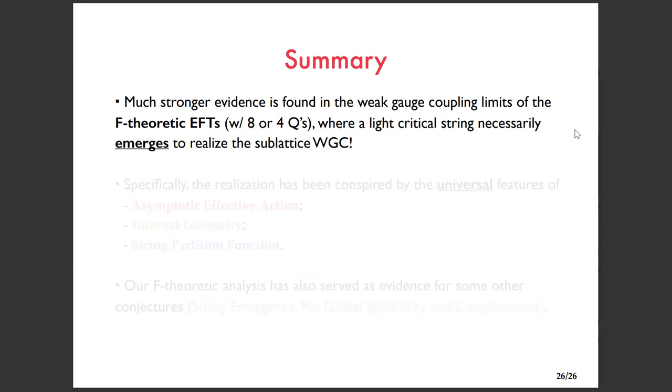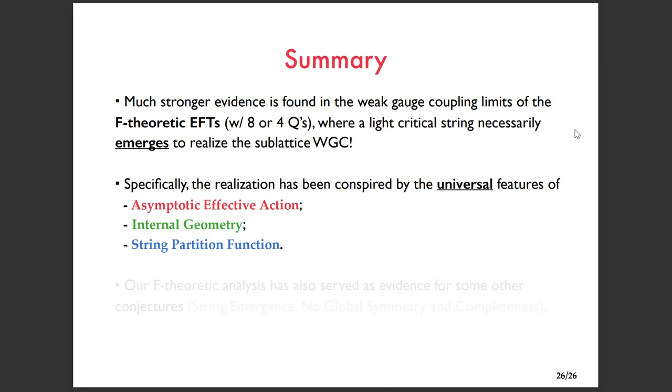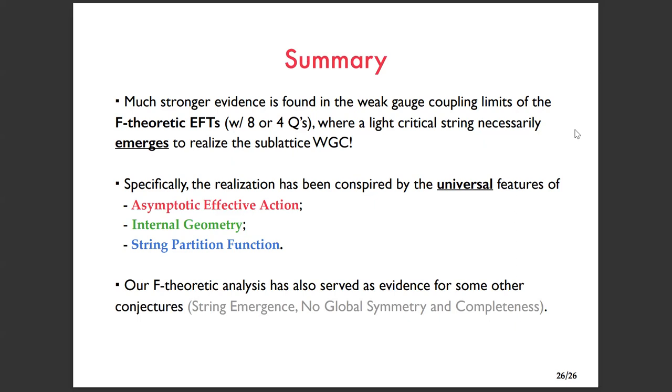Specifically, the realization of the conjecture has been conspired by the universal features of all these things: A, the asymptotic effective action governing the black hole solution in the theory, B, the internal geometry, and C, the heterotic worldsheet partition function and its properties. For a bonus, our F-theoretic analysis has also served as evidence for some other conjectures such as string emergence, no global symmetry, and completeness. And these are the top-down messages I wanted to convey to you today. Thank you very much.